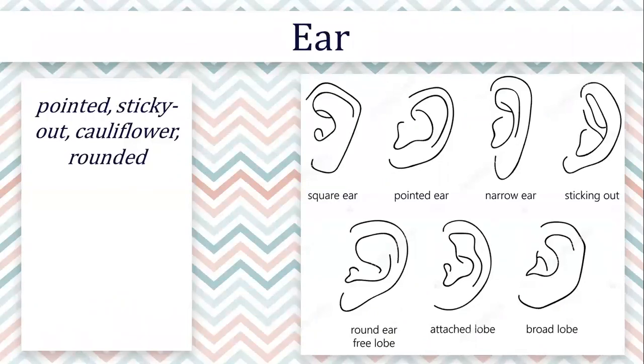Then comes the ear. They can be pointed, sticky, cauliflower, rounded. It's all up to you. Maybe you want to talk about the lobe of the person. Maybe that is the more prominent thing. Or maybe their ears are sticking out like PK. Or maybe they have narrow ears, which usually Pakistanis have. Or maybe they have round ears with a free lobe. You can even explain what kind of ear they have.